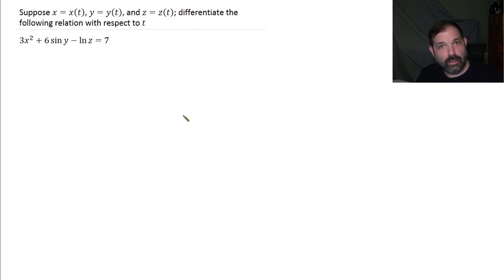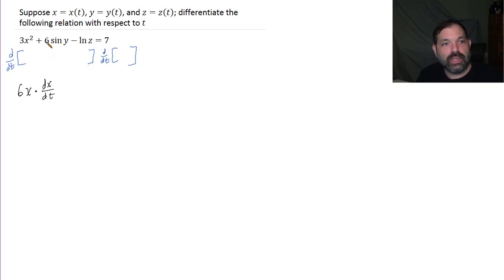Alright, so here we have to be careful. We're asked to differentiate with respect to t. So we're going to apply a differential operator, but not d/dx. Since we're differentiating with respect to t, we're going to apply d/dt to both sides of the equation. Now what that means is, well, we're not differentiating with respect to x. The derivative of 3x squared is not just 6x. It is 6x times dx/dt.